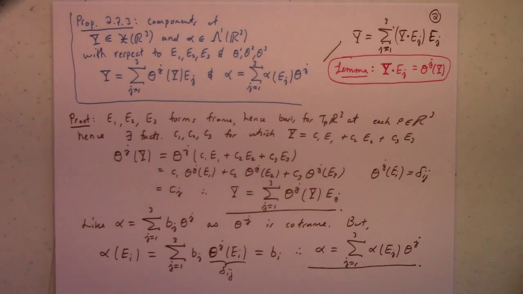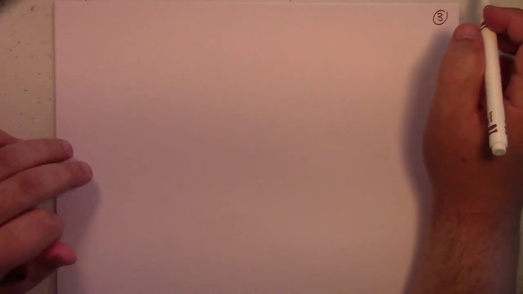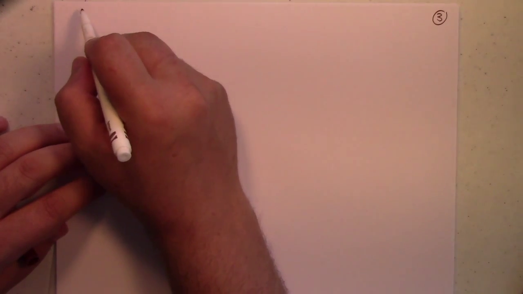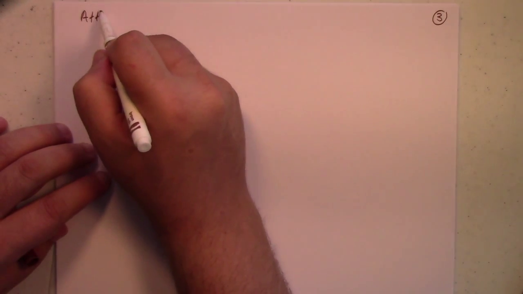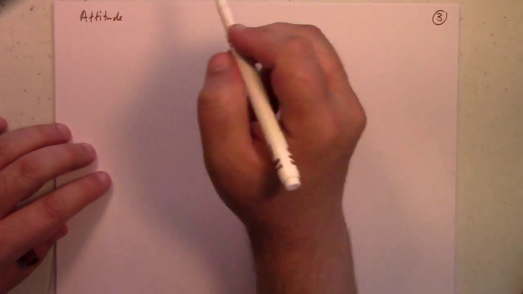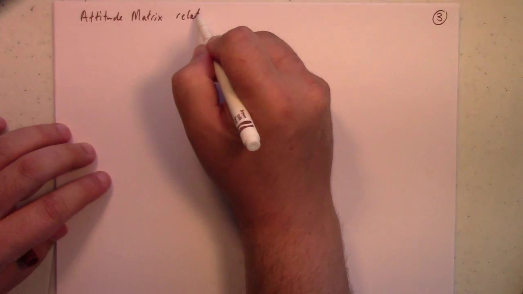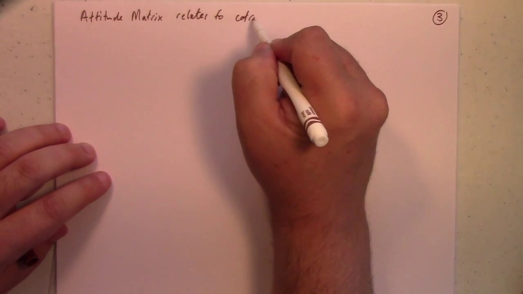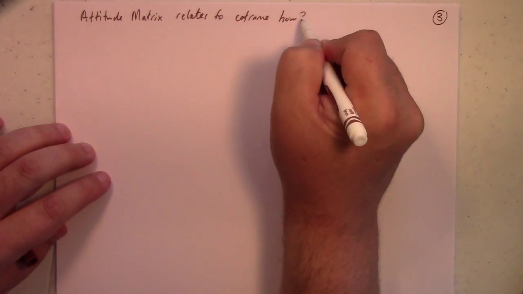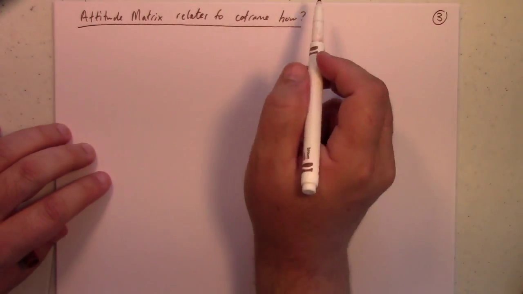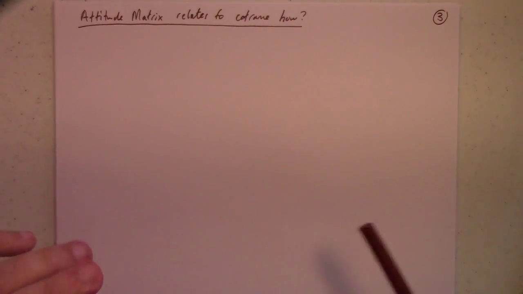So natural question then. As we think about a frame, the natural thing to think about was the attitude matrix, right? Remember the attitude matrix. It connected the given frame with the Cartesian basis, right? So the question then is, how does the attitude matrix relate to the coframe? Let me just remind you, the attitude matrix, it did what?